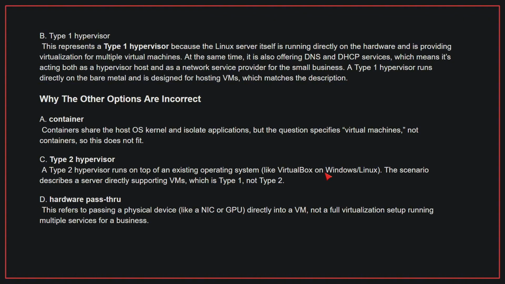Why the other options are incorrect? A. Container. Containers share the host OS kernel and isolate applications, but the question specifies virtual machines, not containers, so this does not fit. C. Type 2 hypervisor. A Type 2 hypervisor runs on top of an existing operating system. The scenario describes a server directly supporting VMs, which is Type 1, not Type 2. D. Hardware pass-through. This refers to passing a physical device directly into a VM, not a full virtualization setup running multiple services for a business. Therefore, the correct answer is B.